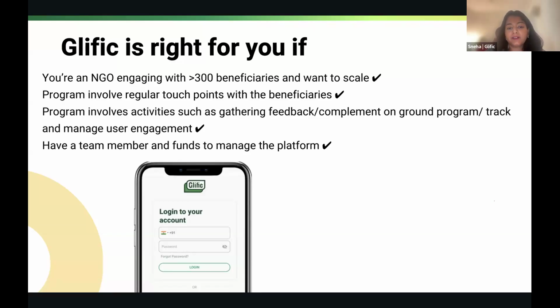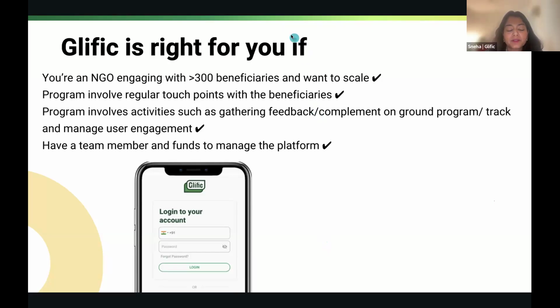Your program involves activities like gathering feedback, and that's something which is done at a regular period of time. So that's another thing that you should think about when you're thinking about a WhatsApp chatbot. And you should have a team member and funds to manage the platform. So someone should definitely look at spending time on building the chatbot and maintaining it. So yeah, that is there on Glyphic.